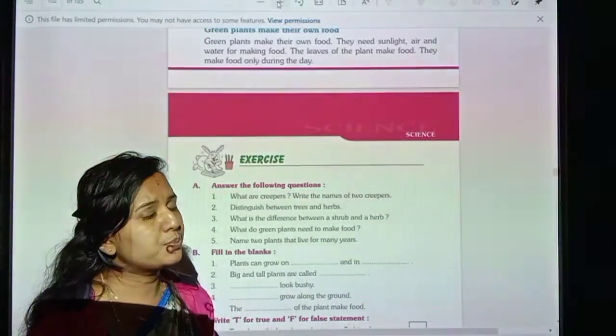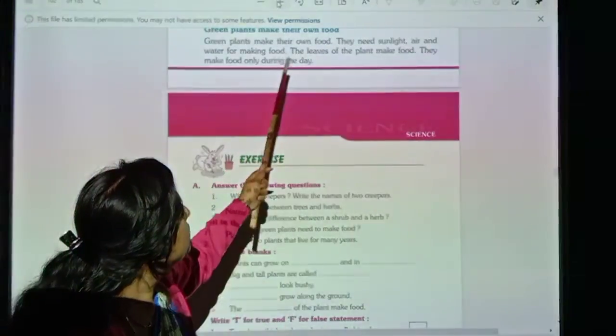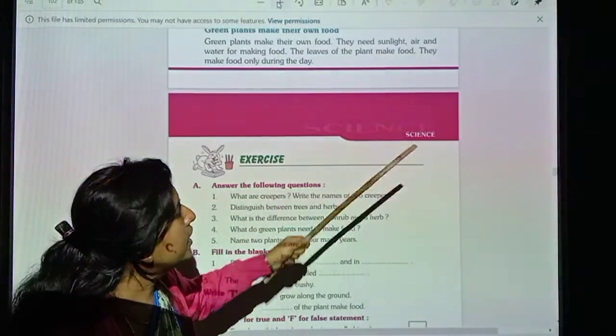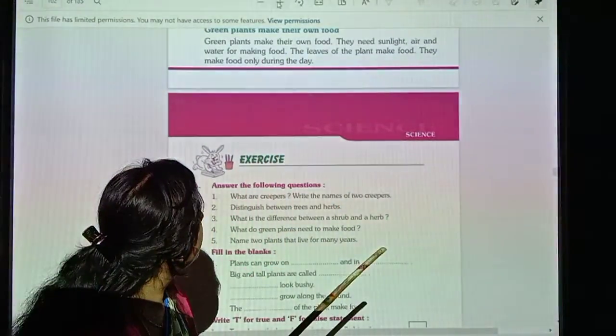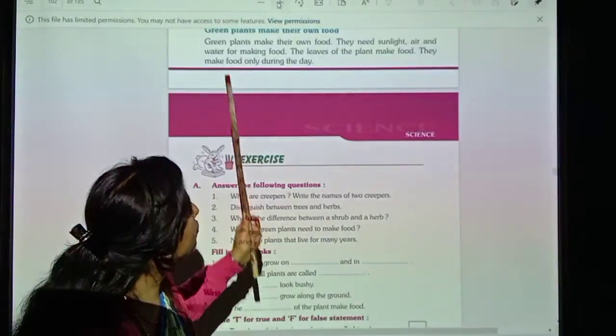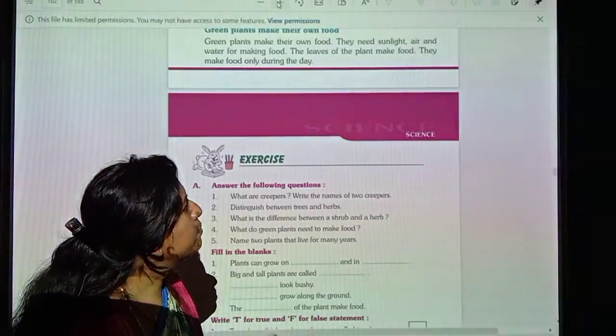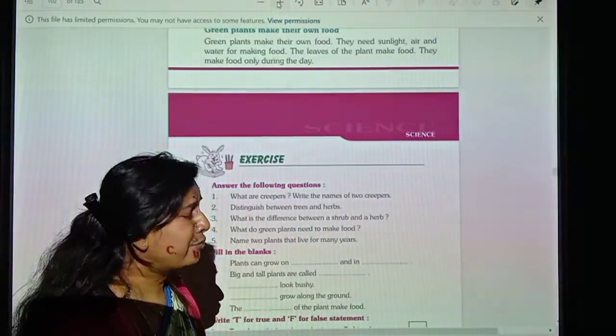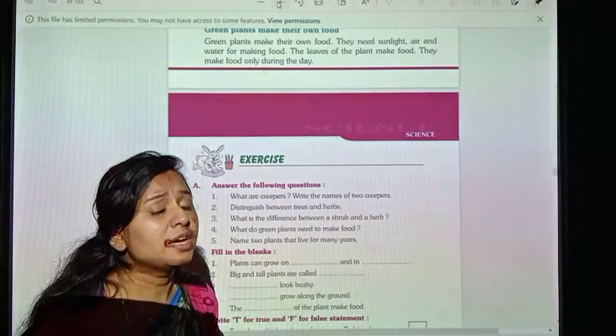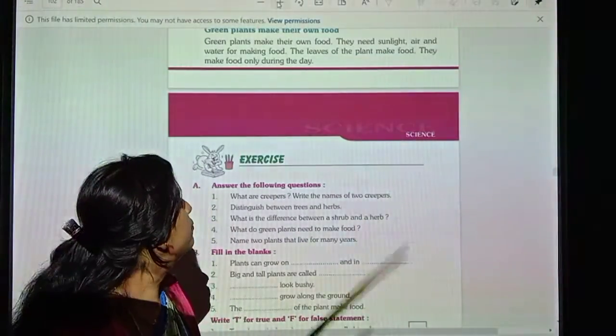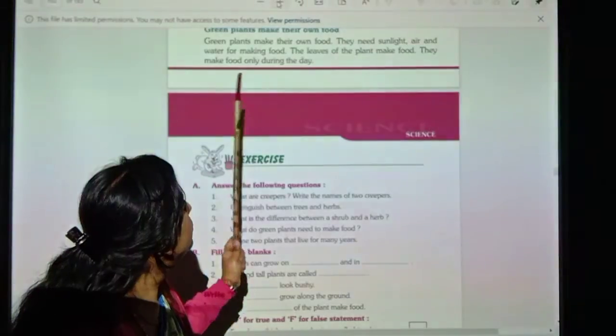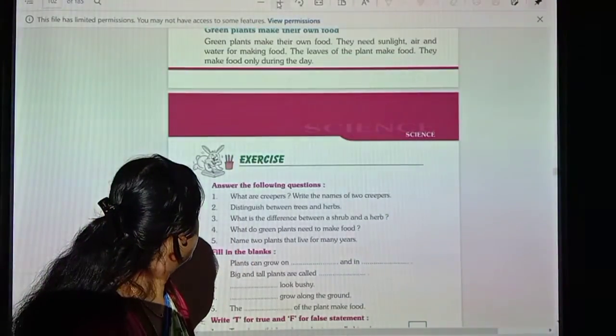How do the green plants make their food? Green plants make their own food. They need sunlight, air and water for making food. The leaves of the plants make food. Which part of the plant makes food? Leaves of the plant make food. They make food only during the daytime.